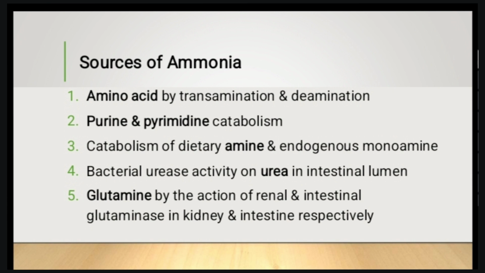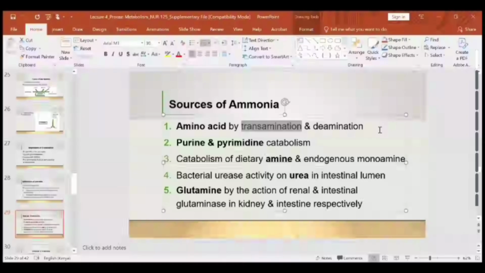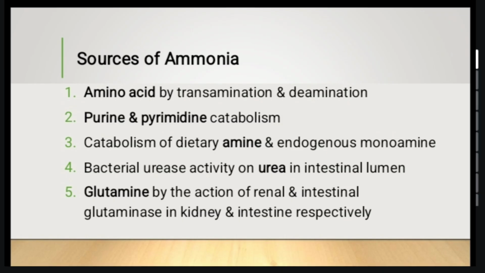From diet, of course, there are dietary amines and endogenous monoamines. The other key source is urease. Bacteria with urease are usually present in the intestine, and urease breaks down urea, so again it's another source of ammonia. But you want to make ammonia less toxic by converting it into urea again. Then glutamine, by the action of renal and intestinal glutaminase, so glutaminase in the kidney and in the intestines will produce ammonia.